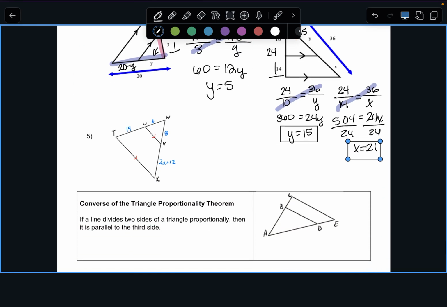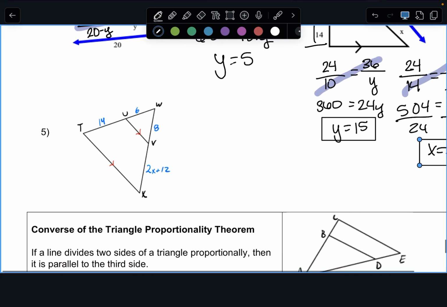Okay. This next one's just a little more complicated because instead of just having an x or a y, we have a 2x plus 12. But we're going to do the same thing. Step 1, make sure our lines are parallel. They are because we have those arrows. Step 2, figure out if we want to do parts or use our whole. What are we given here? Are the 14 and 16, are those parts or the whole thing? They're parts. And over here we also have parts. So let's use our part over part method.